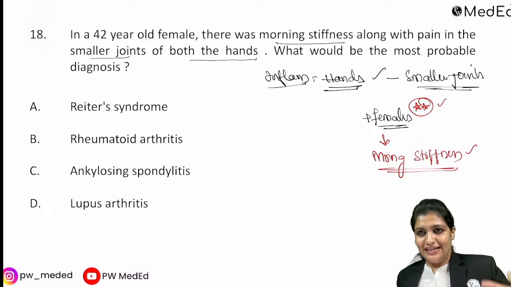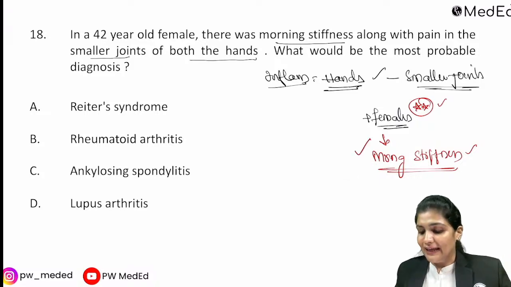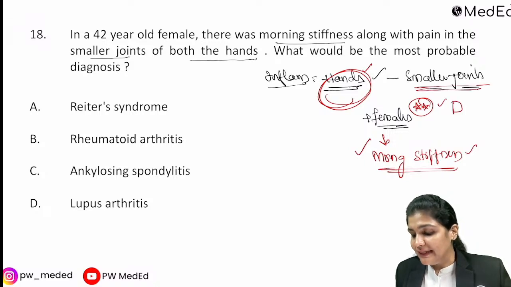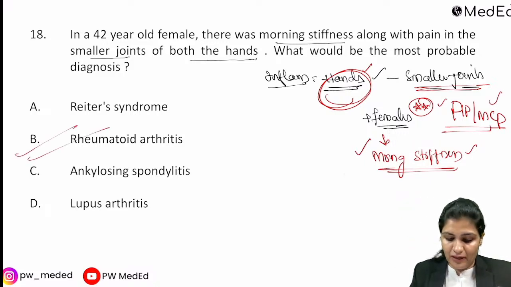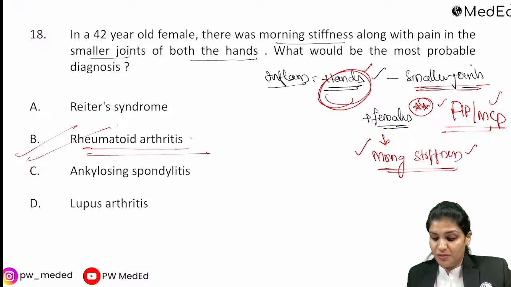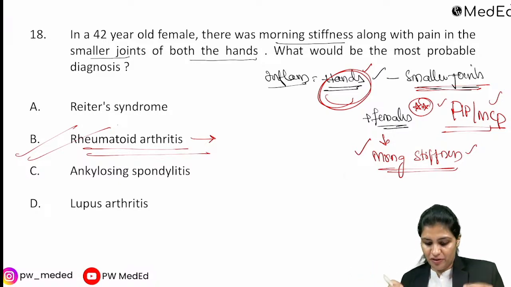So soon after rest, that is the whole night the patient is at rest, usually early in the morning, morning stiffness is seen, mainly in the hands, the smaller joints, and mainly the PIP and MCP joints are involved. This is nothing but your rheumatoid arthritis, right? Rheumatoid arthritis is one such disease which is mainly seen in females. Morning stiffness, hands, smaller joints, all put together is your rheumatoid arthritis.